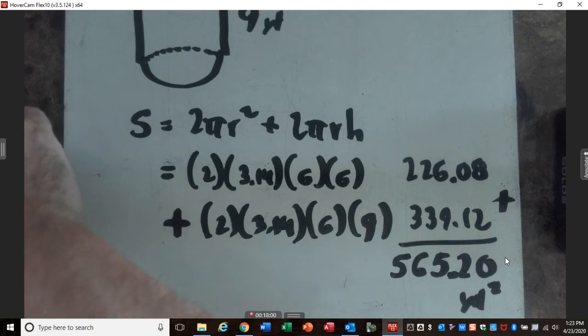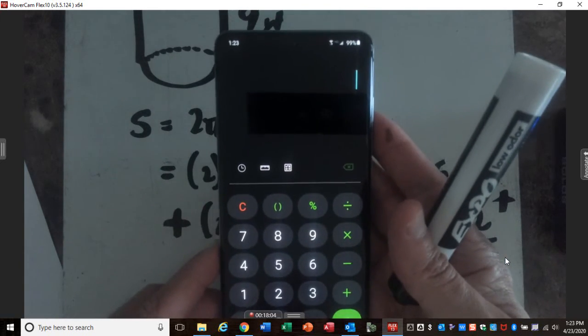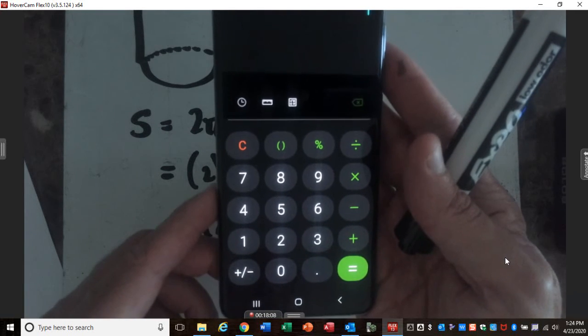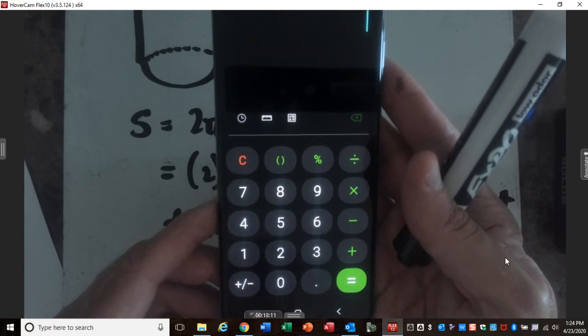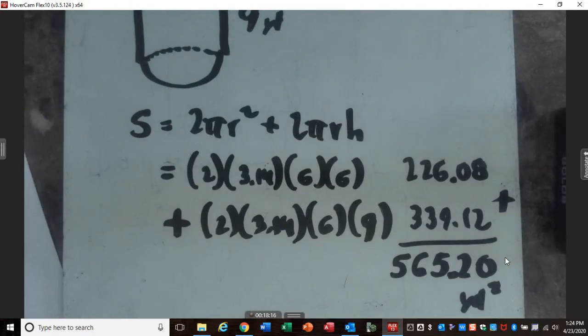Really, really make sure you take your cell phone and your calculator. Please, please, please. Make sure you have a cell phone with a calculator. Every cell phone has a calculator. Make sure you have just the basic calculator on your phone. Everybody does. Make sure you do.